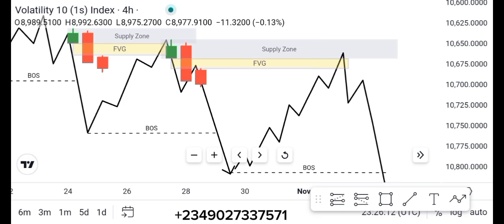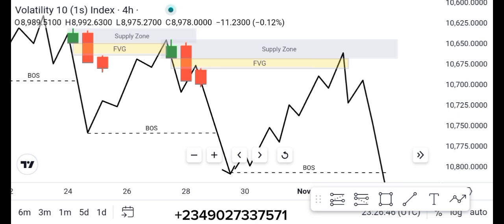So how do you draw this zone? You place a box from the beginning of the last bullish candlestick and you highlight it. Then you do the same on the fair value gap, so you know that at this zone you are expecting price to reverse back to that exact point and then push down. So this is an example of how to draw a supply zone. I believe you understand it.